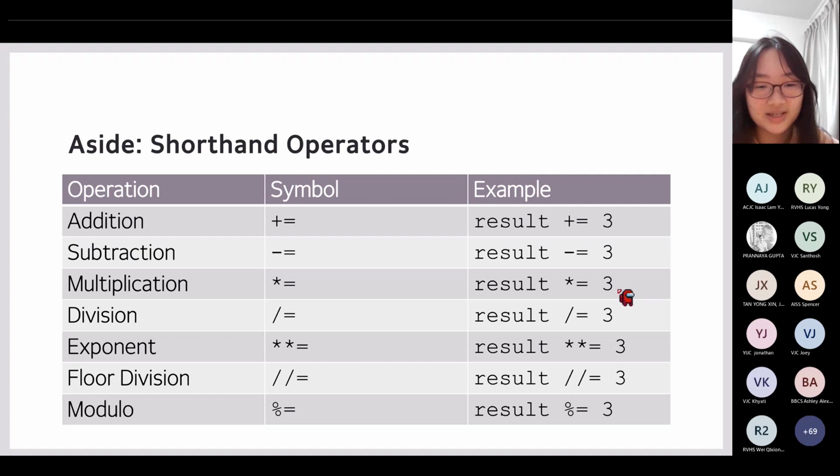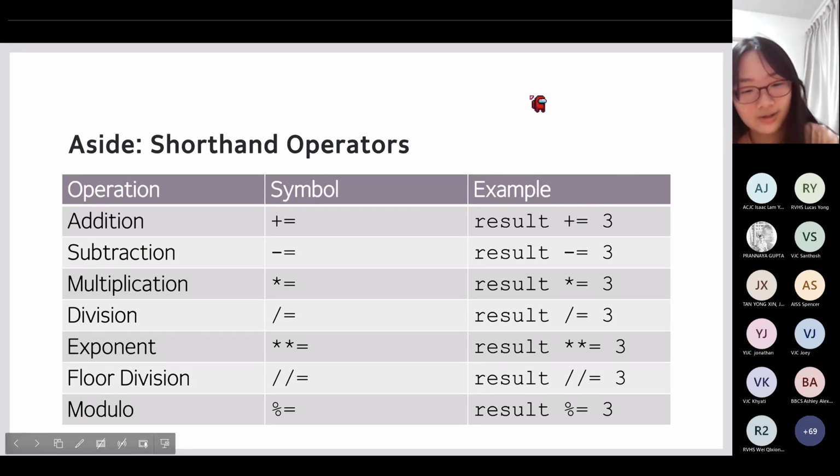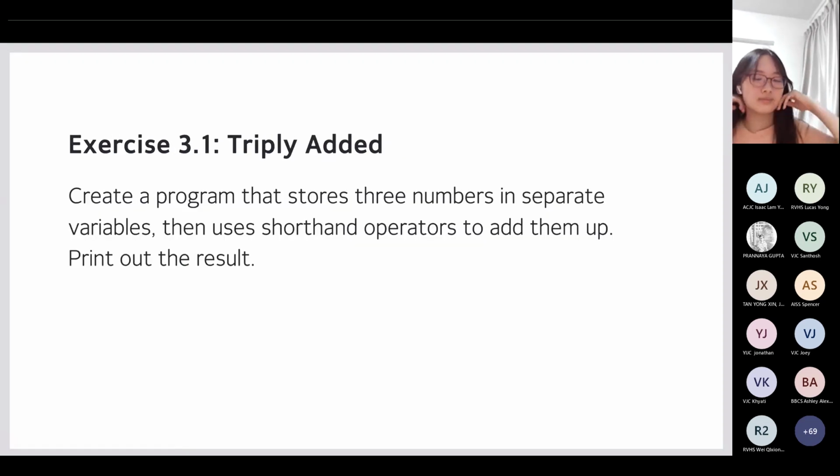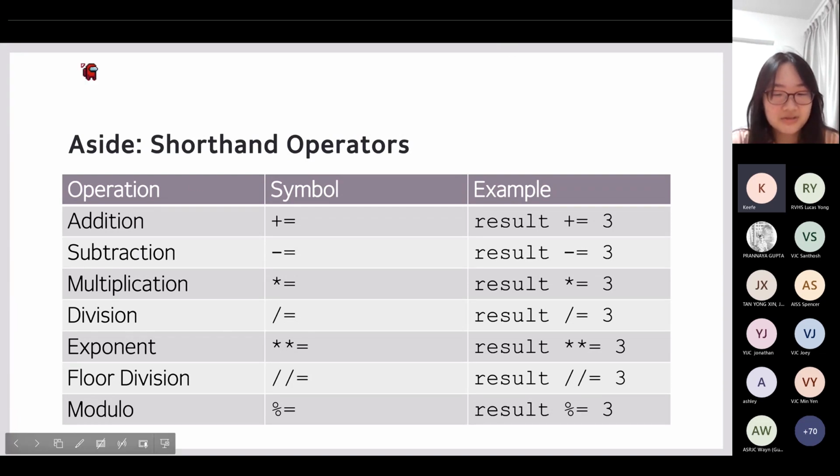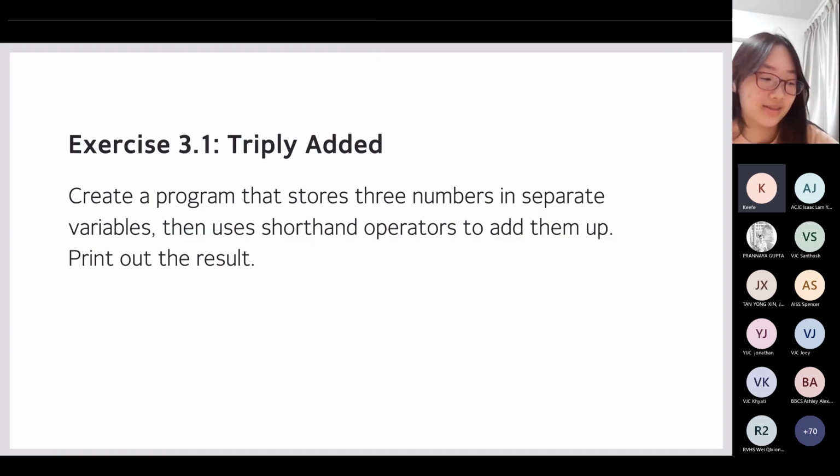Shorthand operators are just like your normal symbol with an equals. So instead of result equals result plus 3, you do result plus equals 3. You can take a screenshot of the shorthand operators if you want now. Try out this exercise.